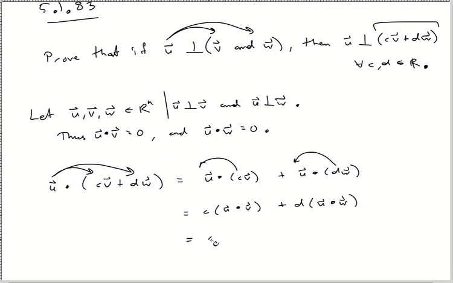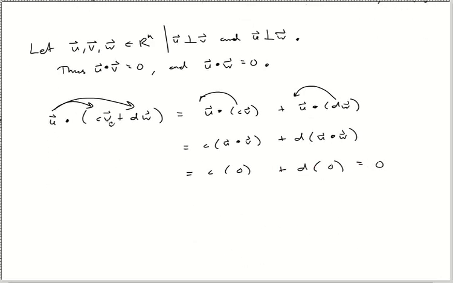Notice that. So I'm going to say, well, that's just a 0. And that's just a 0. And 0 times anything is 0. 0 plus 0 is 0, so 0. What I got here is that the dot product of these two is equal to 0. Therefore, u is perpendicular to cv plus dw. And we're done. Okay.